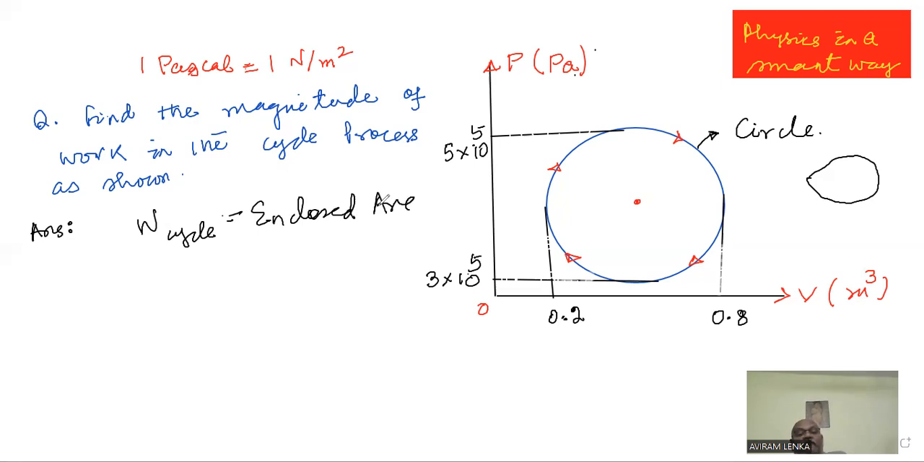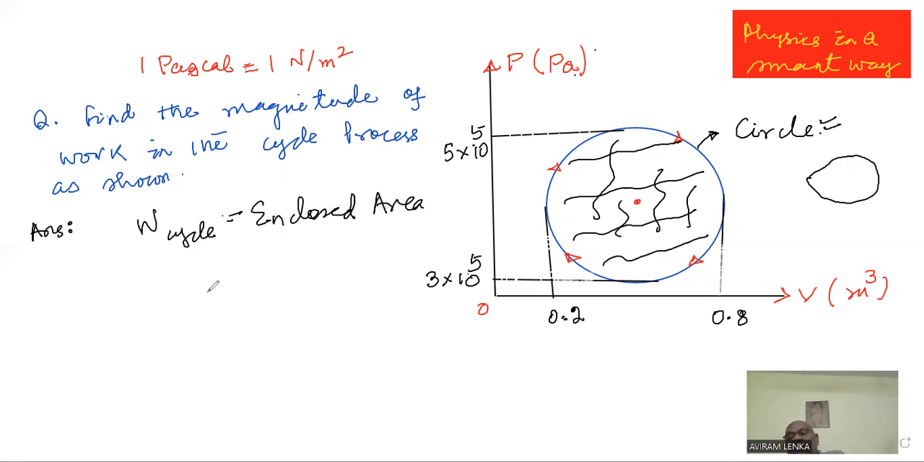So we know our enclosed area, because the question explicitly mentions that the cycle is a circle, so it's a circular area. And for a circle, the area is pi r square. So here the work done, a student can find like this, considering pi as 3.14, into r square.